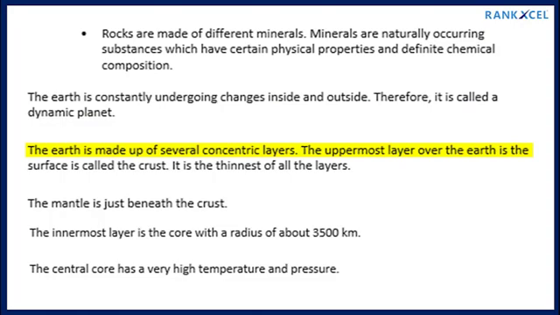The Earth is made up of several concentric layers. The uppermost layer over the Earth's surface is called the crust. It is the thinnest of all the layers. The mantle is just beneath the crust. The innermost layer is the core with a radius of about 3,500 km. The central core has a very high temperature and pressure.